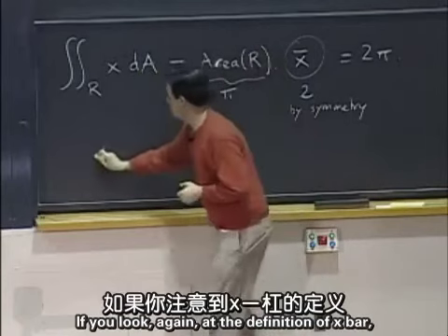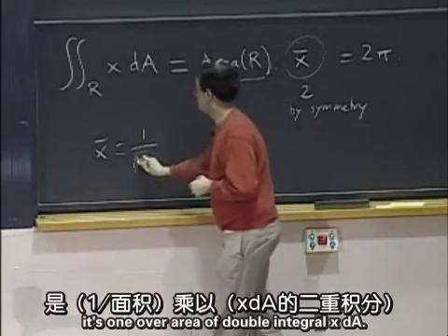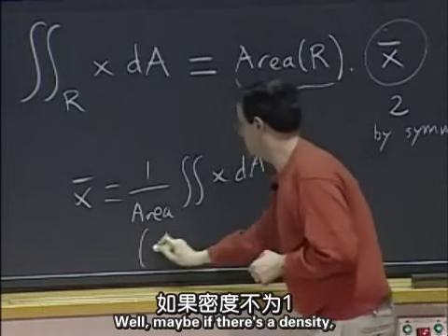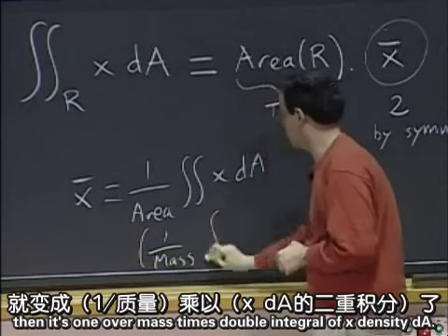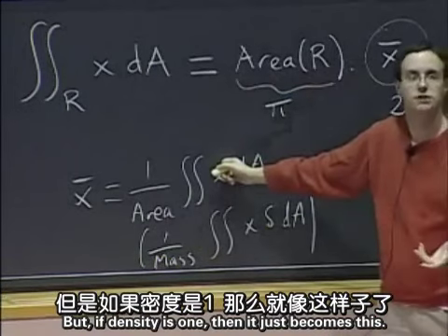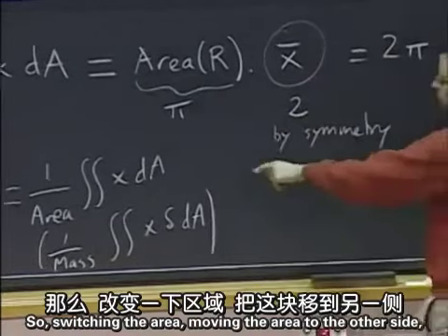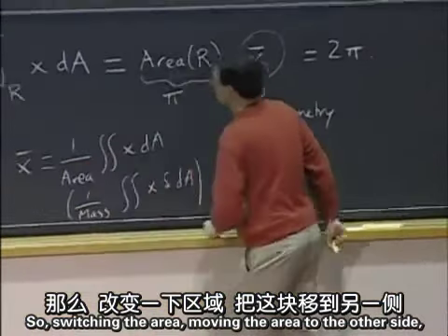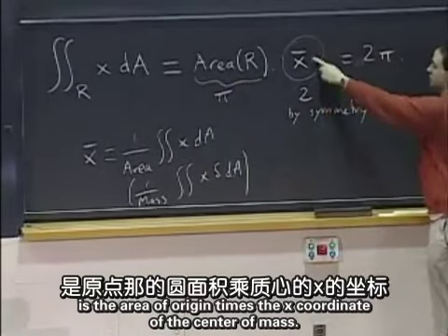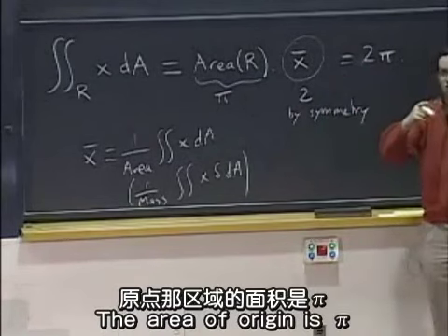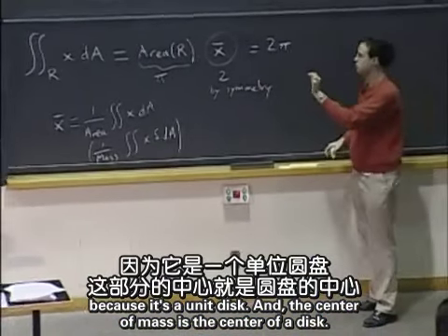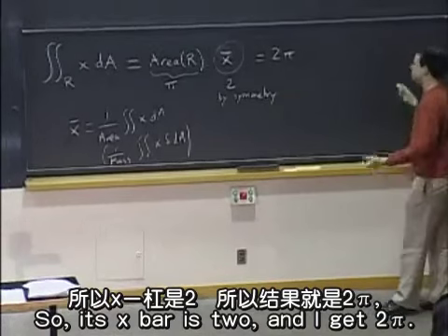Right? If you look again at the definition of x bar, it's 1 over area times the double integral of x dA. Well, maybe, if there's a density, then it's 1 over mass times the double integral of x times density dA. But if the density is 1, then it just becomes this. So, moving the area to the other side, I'll get that the double integral of x dA is the area of the region times the x coordinate of the center of mass. The area of the region is pi because it's a unit disk, and the center of mass is the center of the disk, so its x bar is 2, and I get 2 pi.